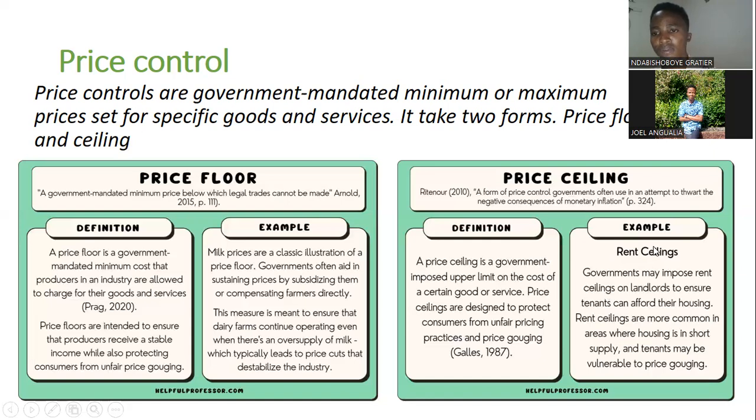So, for example, in rent ceilings, government may impose rent ceilings on landlords to ensure tenants can afford their housing. Rent ceilings are more common in areas where housing is in short supply and tenants may be vulnerable to price gouging. Like, without going far, let's look at the scenario around here.